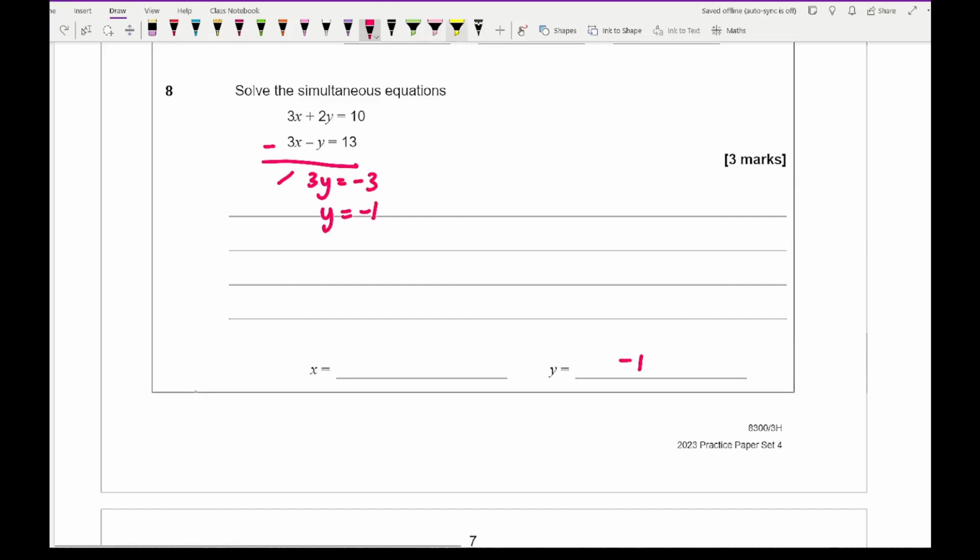Then if I pick one of the equations, I'm going to go for this one here. So here I've got 3x minus y equals 13. So I've got 3x minus minus 1 becomes plus 1. So then I've got 3x equals 12. Divide by 3 and I get x equals 4.